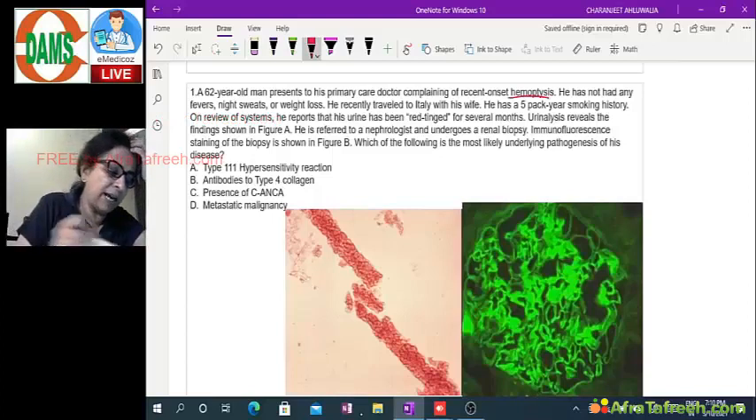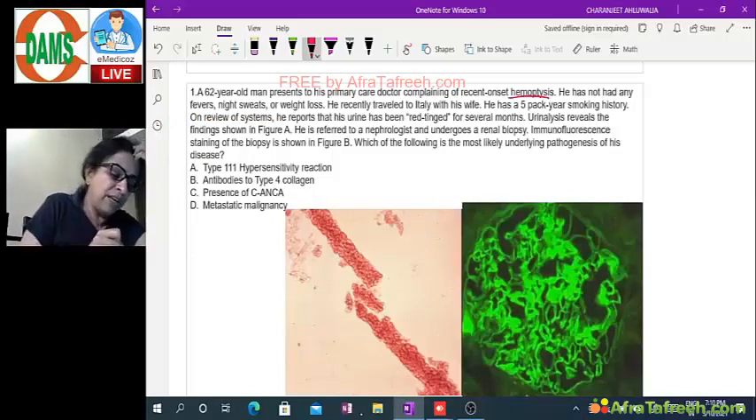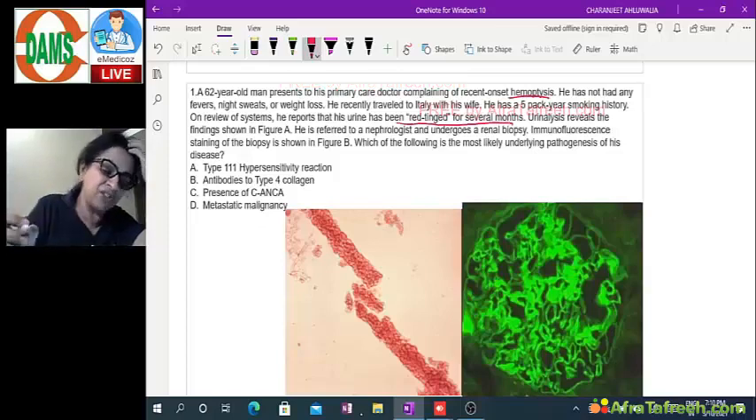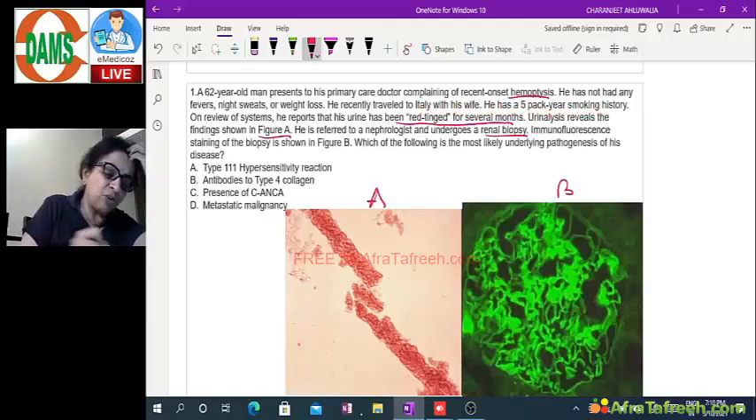He had not had any fever, night sweats or weight loss. He recently traveled to Italy with his wife. He has a 5 pack-year smoking history. On review of symptoms, he says that his urine is red tinged. Urine analysis reveals the figure shown in Figure A. He is referred to a nephrologist. Renal biopsy is done. This is the immunofluorescence picture shown in Figure B. Which of the following is the most likely pathogenesis?